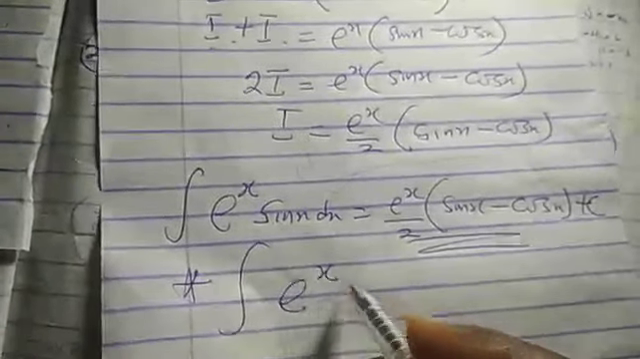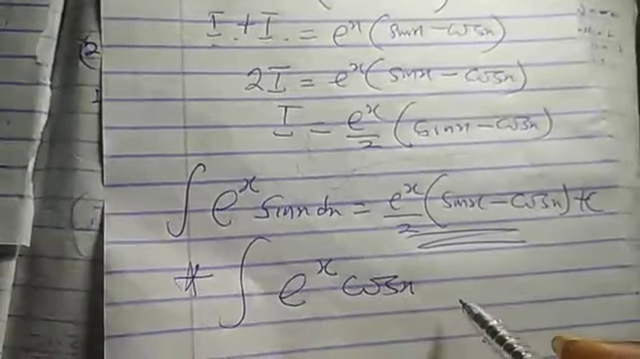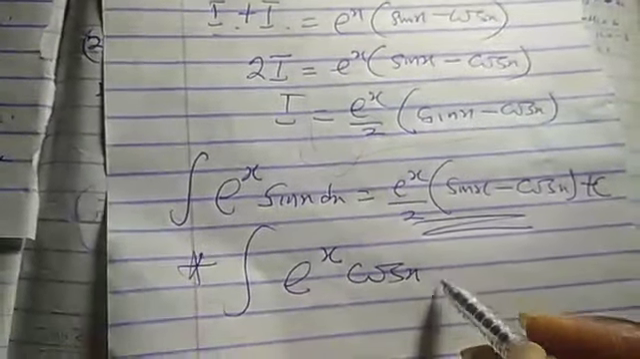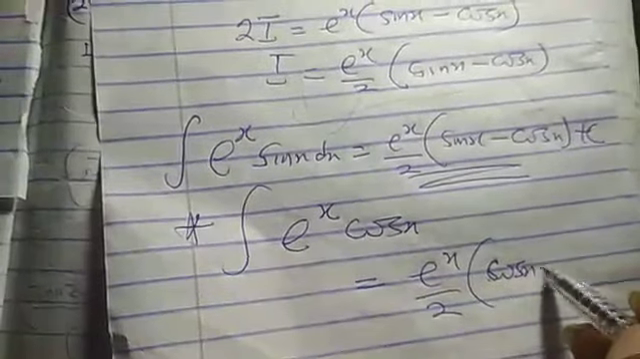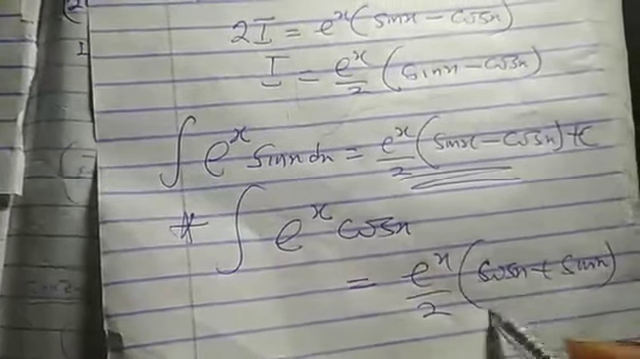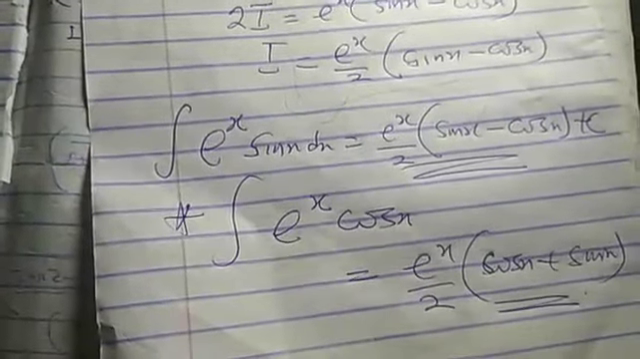So you can similarly practice this exponential x cos x. What will it give us? Your final answer should give you exponential x over 2 into cos x plus sin x. So this is what it should give you.